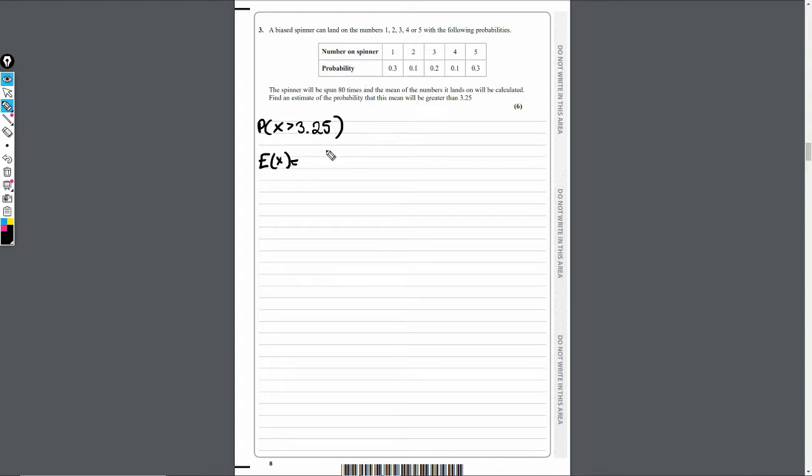If we do that, in a bracket, it's going to be 1 times 0.3, so I'll just write 0.3, plus 2 times 0.1, plus 3 times 0.2, plus 4 times 0.1, and finally 5 times 0.3. Now if you simplify all this, work out this calculation, what you'll get is that E of X, which is equal to the mean, is equal to 3. So we get straight away that the mean is equal to 3.